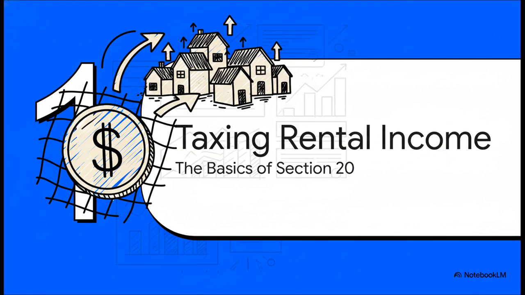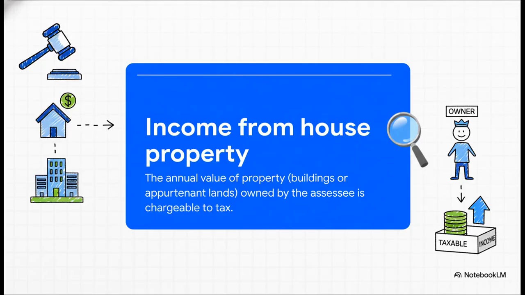This is the charging section, the provision that actually pulls income from a property into the tax net in the first place. So, Section 20 of the new act tells us that for this to even apply, three core conditions have to be met. First, and this is important, the tax isn't on the rent you actually get, but on the property's annual value. Second, the property itself has to be a building or land connected to it. And third, you, the taxpayer, have to be the owner. If you can tick all three of those boxes, then yes, the income falls under this head.